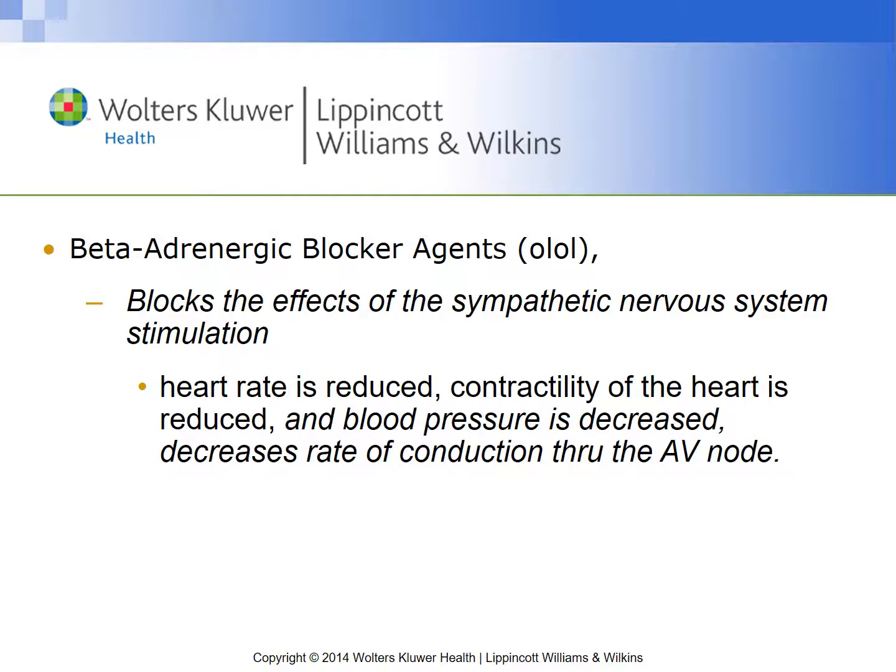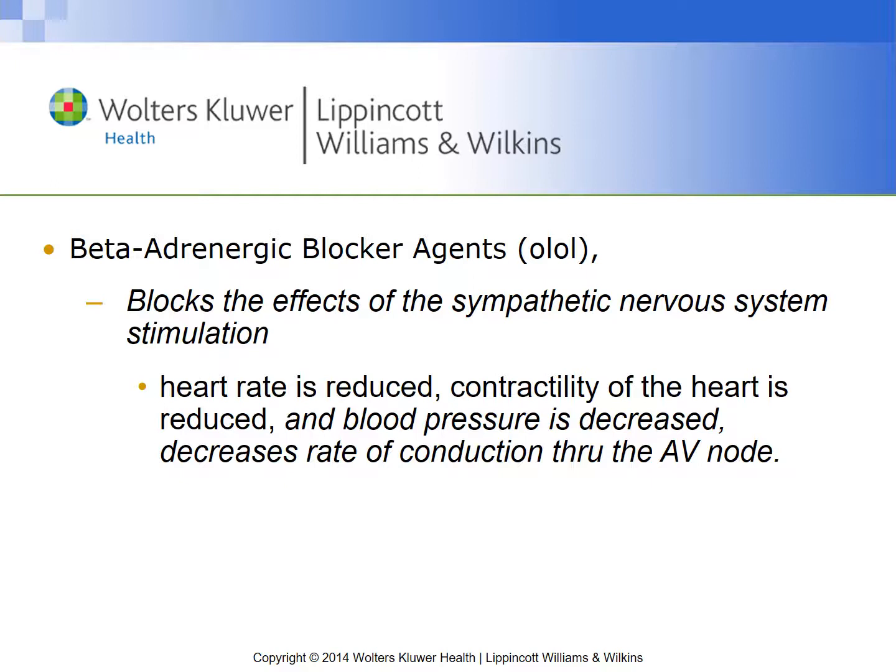So again, with all of that being affected, you know what you're going to have to monitor: the heart rate, the blood pressure, and cardiac output. Now, an indirect measure of cardiac output is urine output. So if the urine output is decreased, then most likely your cardiac output is decreased as well. It's usually given orally, but in emergency situations, you can give this IV.